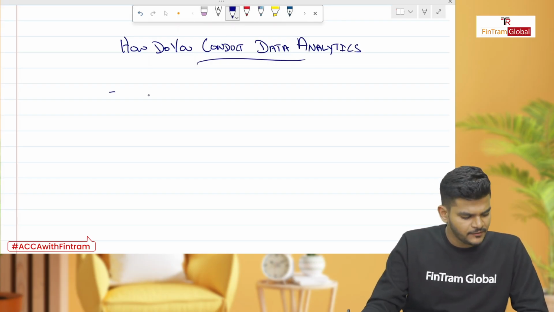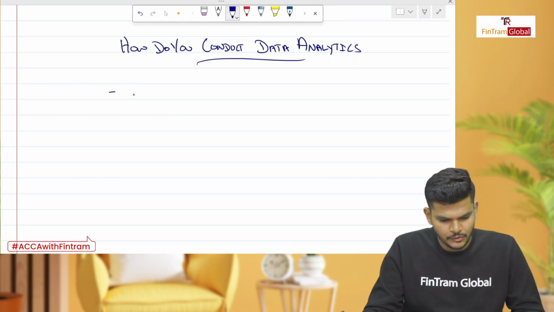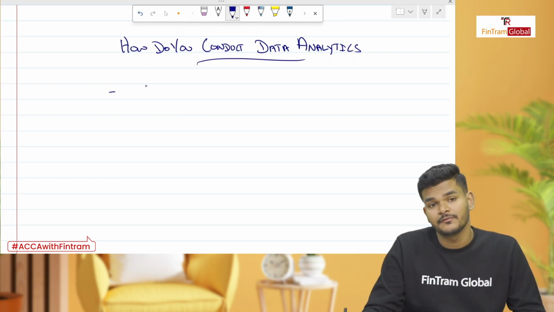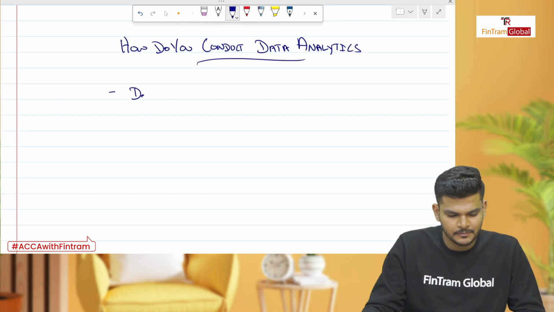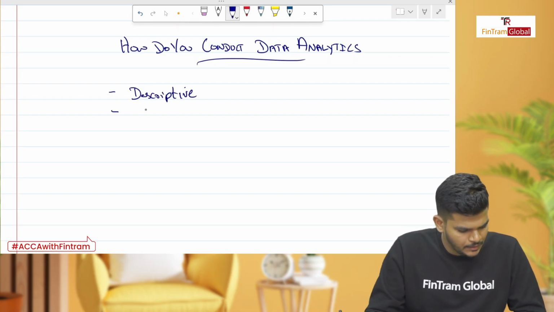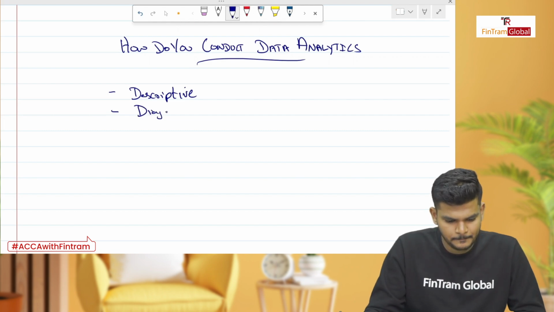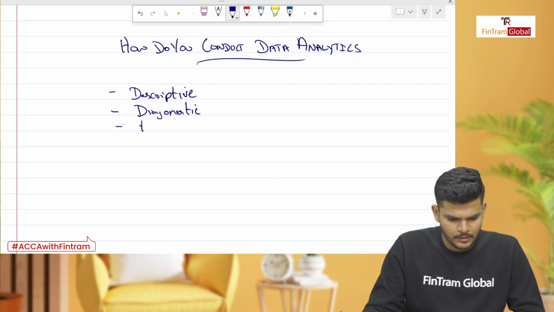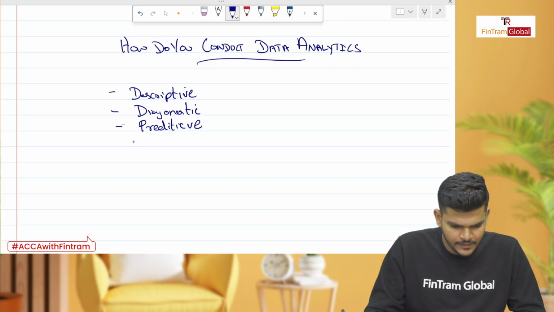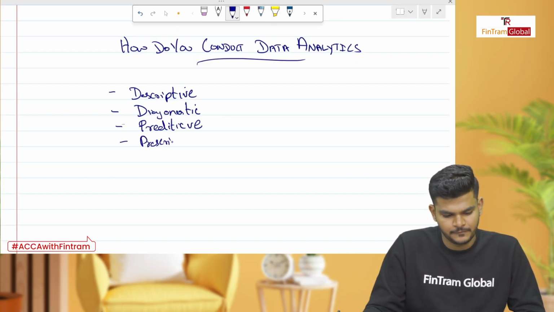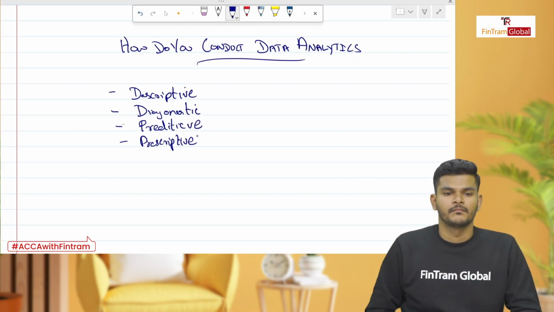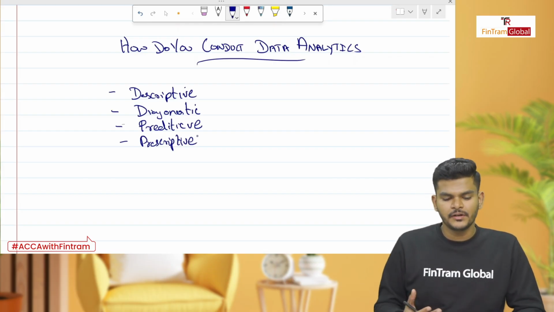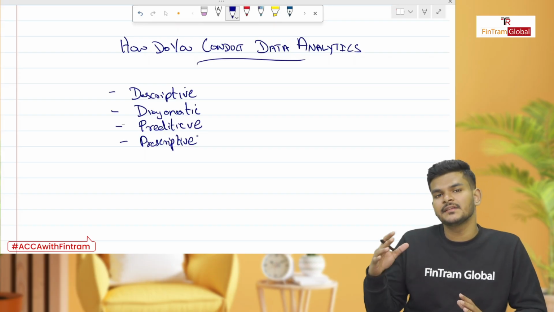So guys, the first and foremost step would be to, well, there are 4 steps basically, right? First step is basically descriptive, and then there is diagnostic, predictive, and then prescriptive. Okay, folks. So these are the 4 step-by-step methods through which we conduct data analytics.